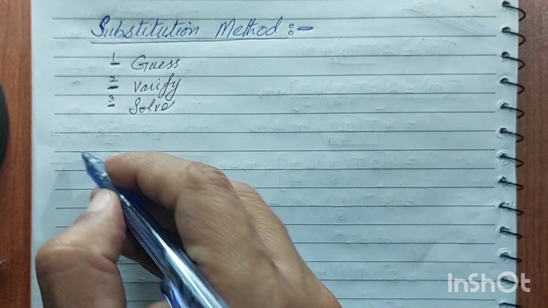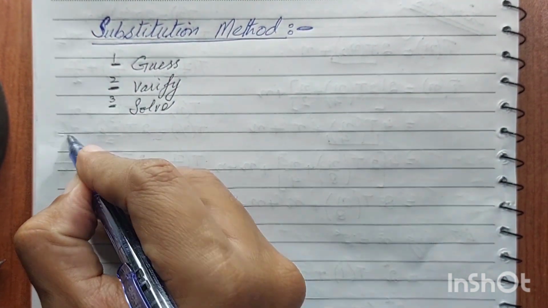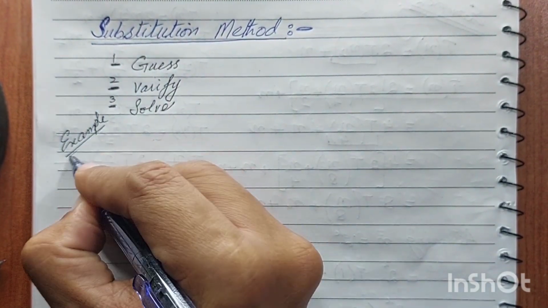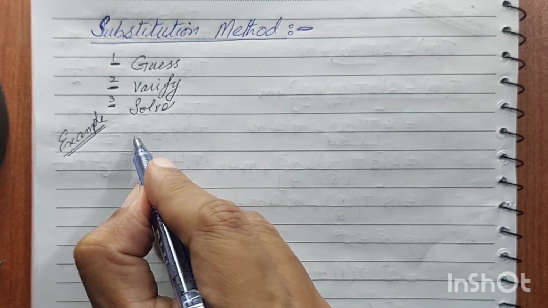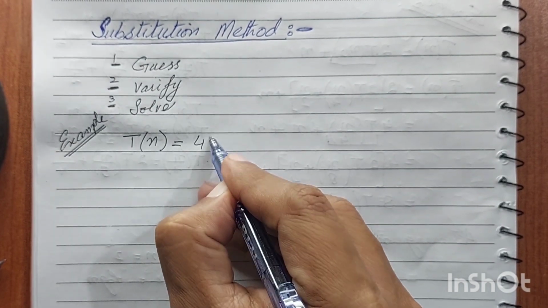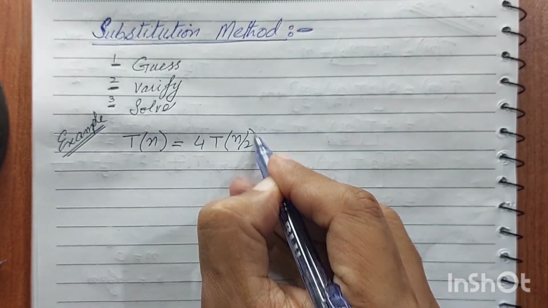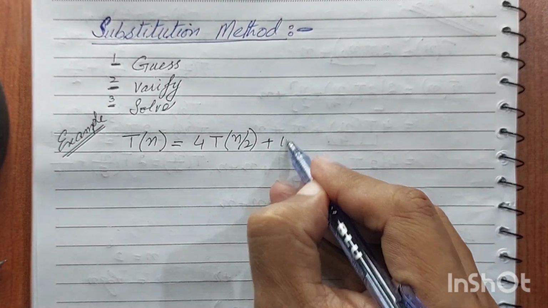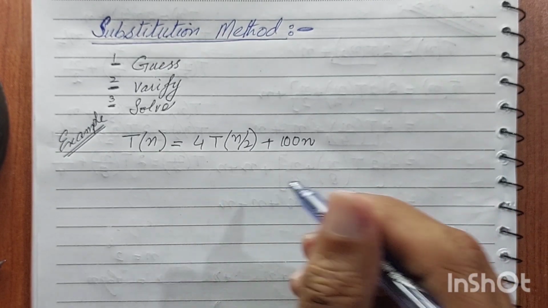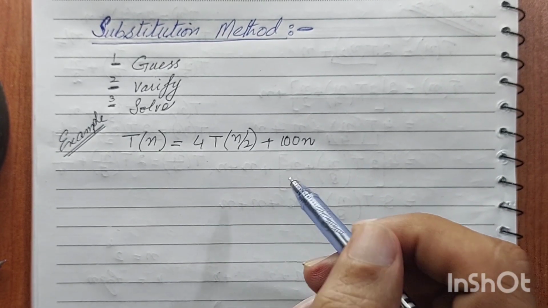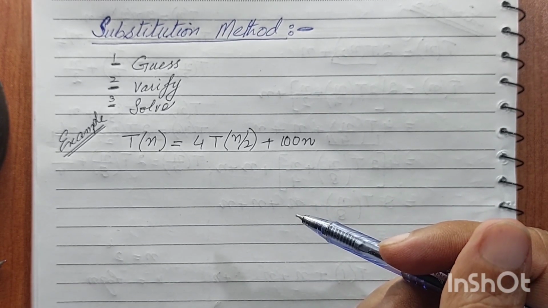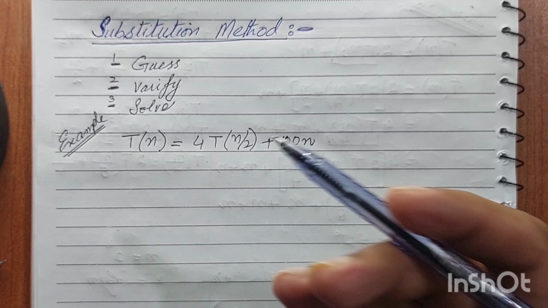Let's do it with an example. Hopefully then you will be able to understand it in a much better way. So we take a little bit tough example for that. T of n is equal to 4t of n by 2 plus 100n. And if we have some experience doing this kind of work, we would be able to give a good guess.